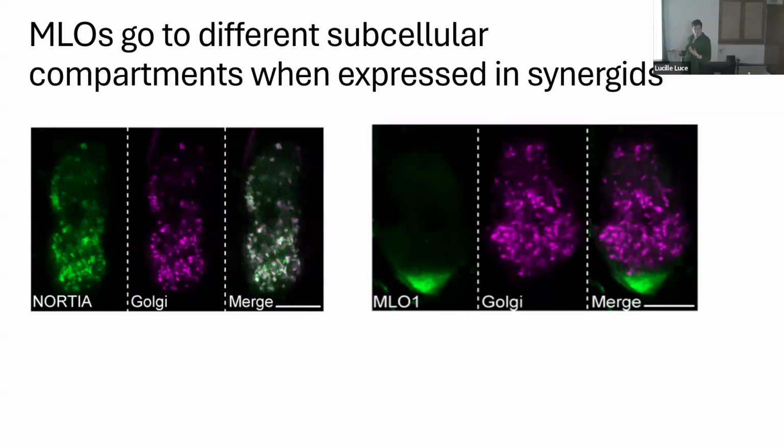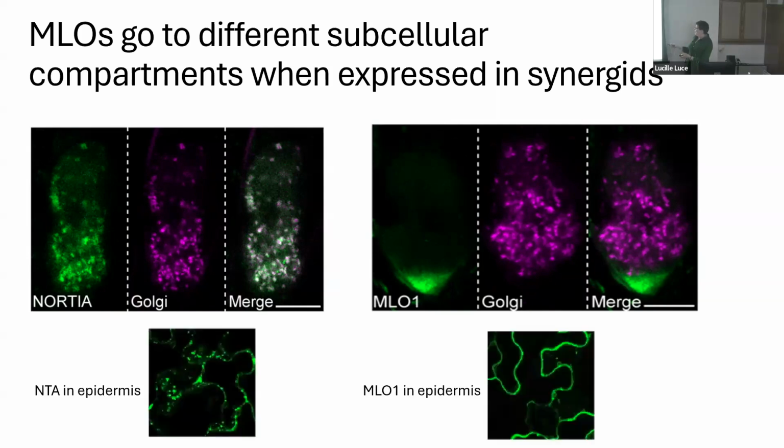At this point, we wanted to test whether this was required for pollen tube reception. And so we took advantage of an earlier study we had done where we expressed different MLOs under synergid-specific promoters to see if they could complement the Nordia phenotype. And we came upon one of the MLOs, MLO1, that actually constitutively goes to the filiform apparatus when expressed in synergids. This one does not complement the Nordia phenotype. But we thought we could take advantage of this to try to do some domain swaps to manipulate Nordia accumulation patterns. And I should also mention in epidermal cells, so this is in tobacco transient expression, Nordia goes to Golgi and MLO1 goes to the plasma membrane.